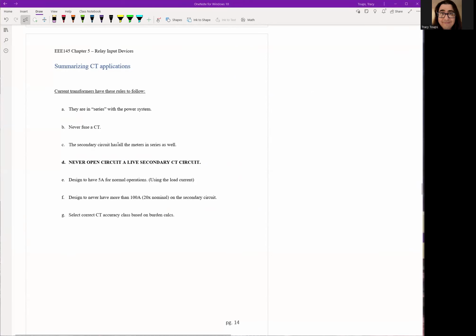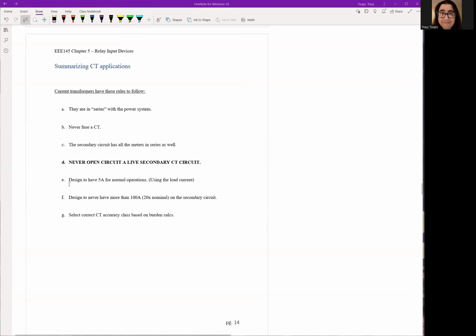The secondary circuits have all meters in series as well, because it's one single 5-amp loop. Very big, bold: never open a live secondary CT circuit. Or we say never open circuit, or break the switch open, because remember, a CT is a giant inductor, and it will store a lot of energy, and you could really hurt yourself because all the energy gets stored up and there's nowhere to go except your hand.